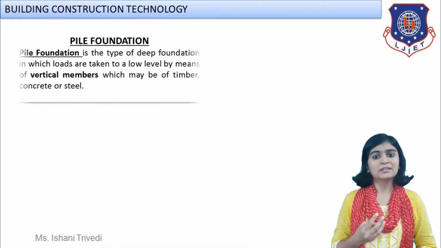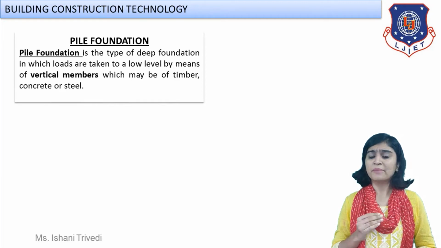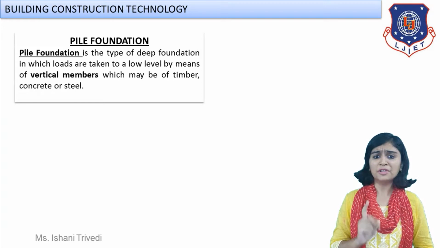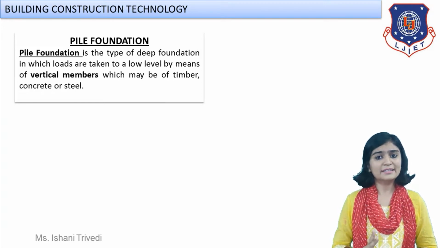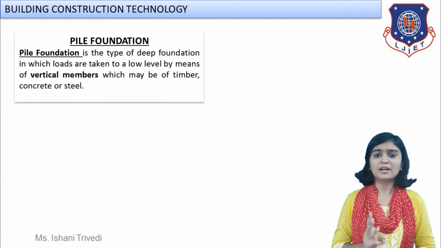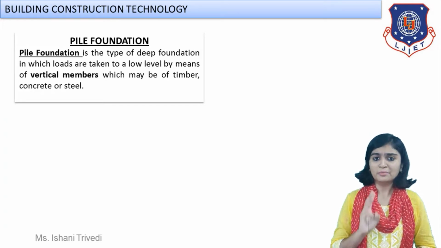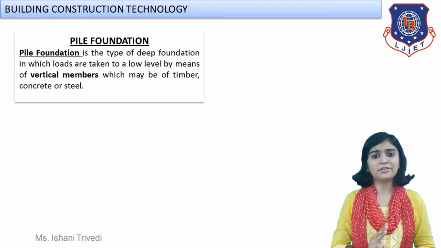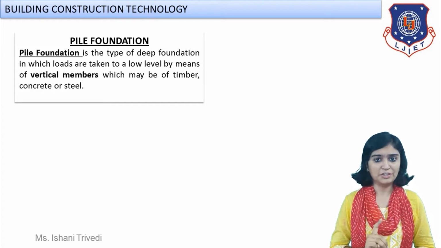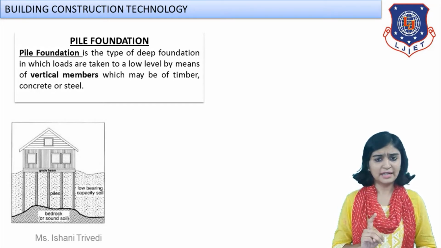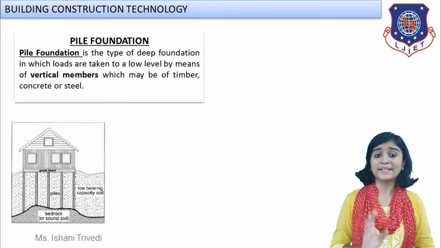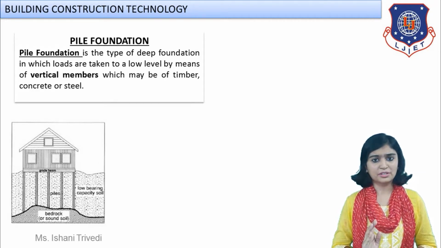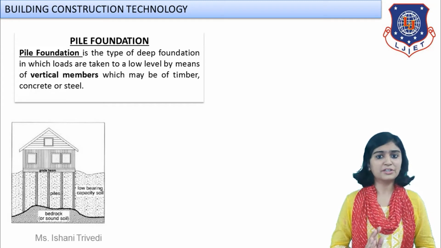Now we have major three to four types of deep foundation. First is pile foundation, second is cofferdams, and third is caissons. Everything will be covered in your syllabus, but right now we are discussing only pile foundation. Let us have a briefing about what a pile foundation is, how it works, and how it is constructed into the ground.